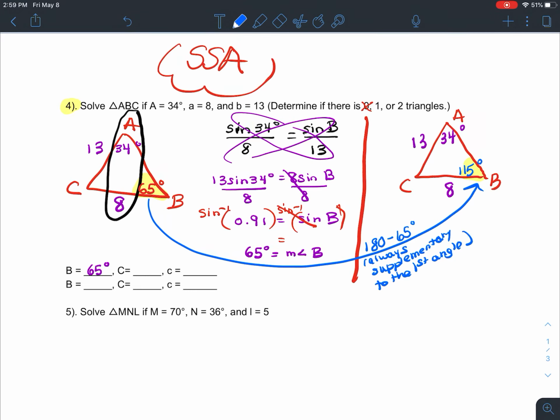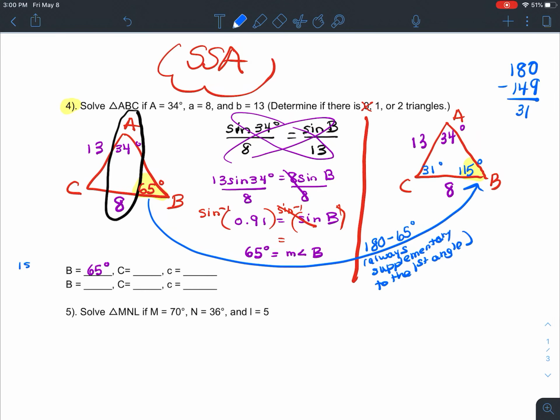And here's what you would then want to look at. You would want to say to yourself, now, I know there's 180 degrees in a triangle. Is there enough space, if this is 115 and this top angle here is 34, for there to still be enough degrees left over for angle C to have a measurement? So if I add together 115 and 34, I end up getting 149, which is not 180. So if I subtract 149 from 180, that leaves me an extra 31 degrees for angle C.